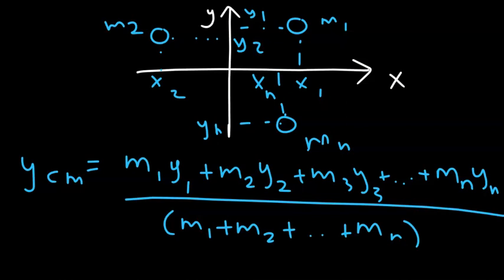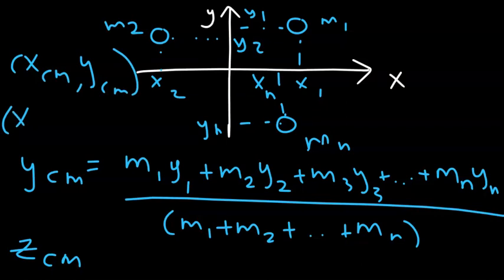Of course, if the system is a three-dimensional system, namely the masses are distributed in three-dimensional space, there will be an additional coordinate, the z-coordinate, for the center of mass defined in a similar way. So the coordinates xcm, ycm, zcm for the three-dimensional case represent the center of mass for such a system.